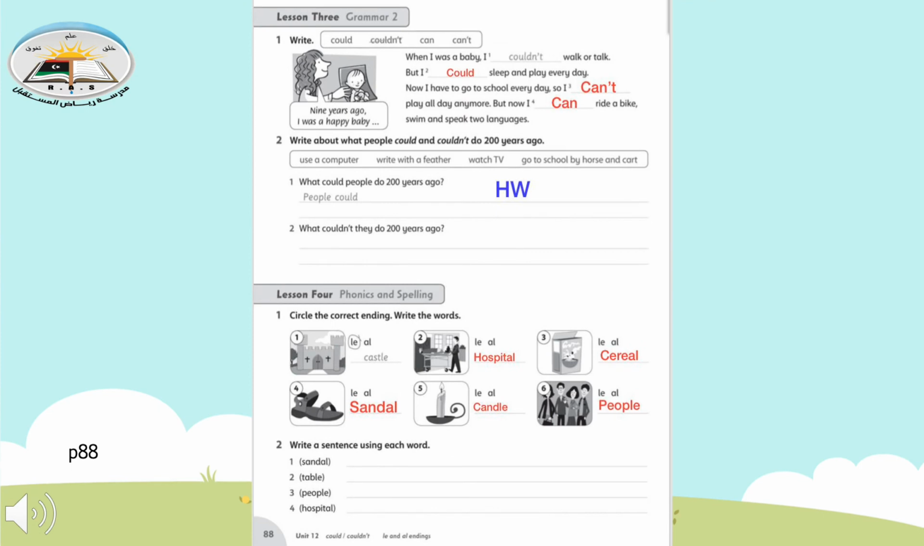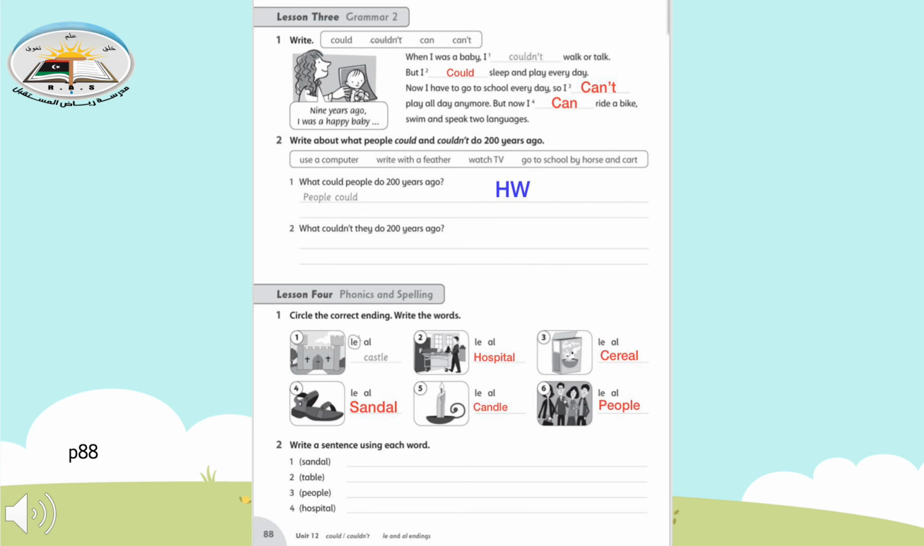Riyadh Al-Mustaqbal School English Course Grade 4 Workbook Page 88. Now open page 88 and let's answer the questions together. Now we have Lesson 3 Grammar 2. Number 1. Write. Could, couldn't, can, can't.